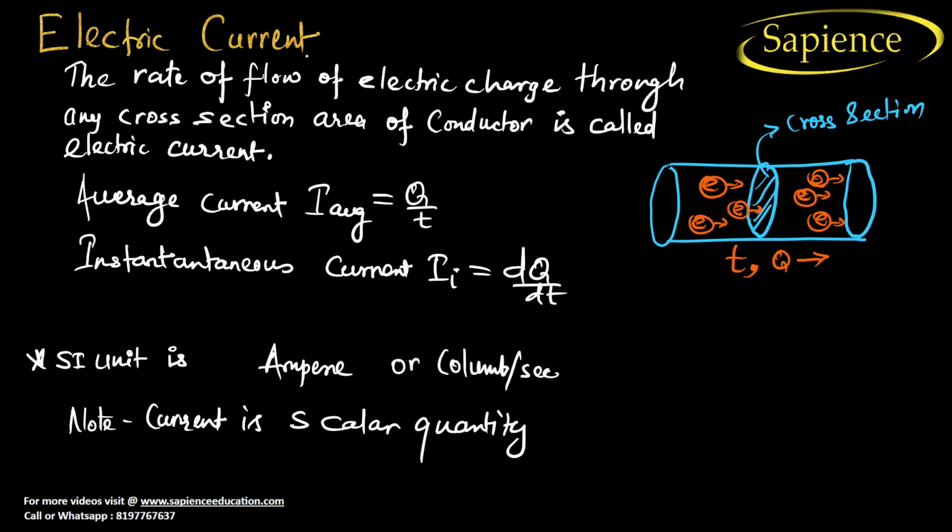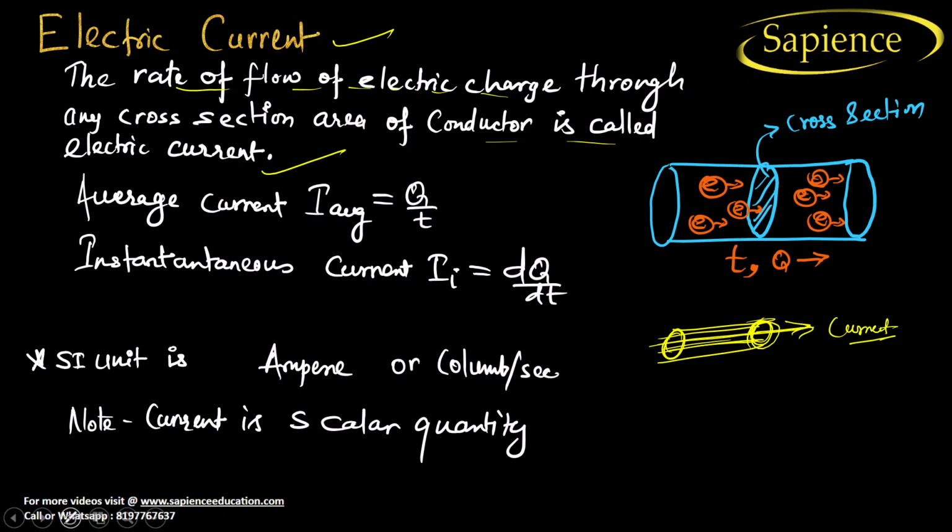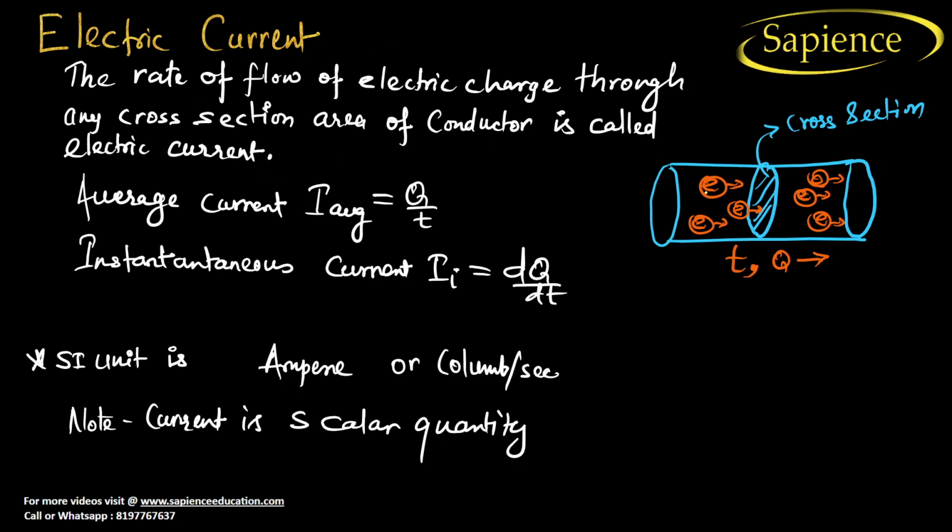So first of all, what do you mean by electric current? The rate of flow of electric charge through any cross section area of a conductor is called electric current. Let us consider that this is a conductor or this is a pipe. So when water flows through the pipe, then only we say that there is water current. Same thing happens here also, that the flow of charges starts. So whenever you see that there is a movement of electrons through the cross section, that flow is known as the current, right? So the rate of flow of electric charge through any cross section area of a conductor is called electric current.